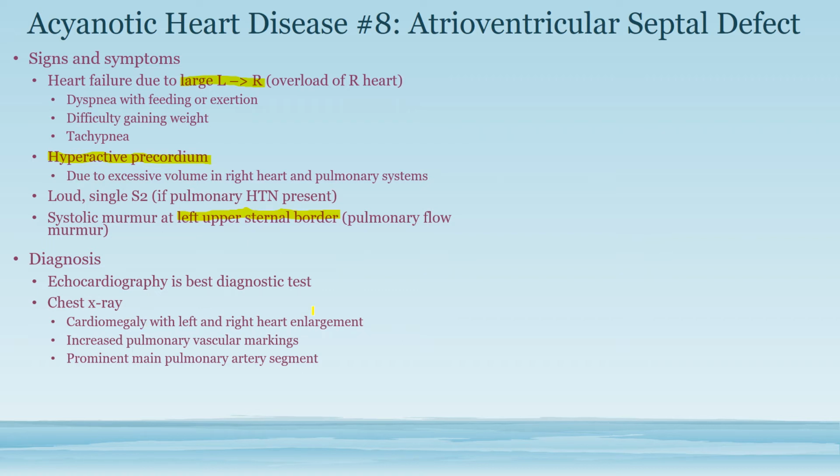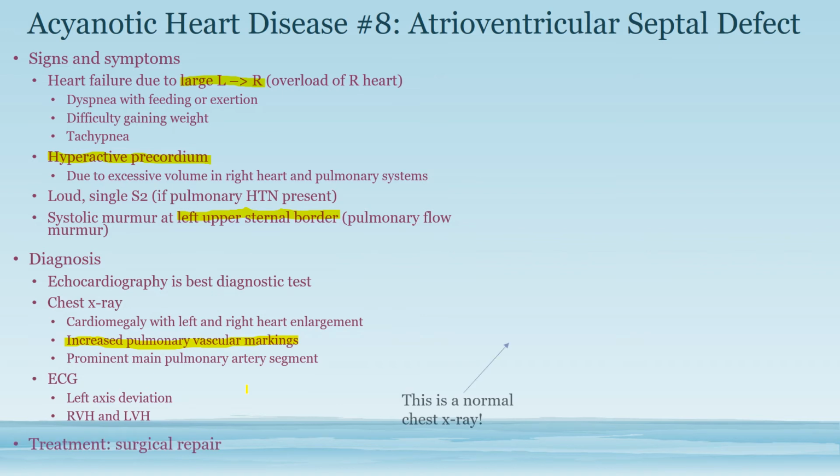You get left and right heart enlargement as a result. Increased pulmonary vascular markings because of left to right shunt. And also you can get a prominent main pulmonary artery segment because of increased blood flow, and also if you have increased pulmonary hypertension. EKG will show left axis deviation. Actually, that should say right axis deviation. EKG will show right axis deviation, right ventricular hypertrophy, and left ventricular hypertrophy. And the treatment will be surgical repair.